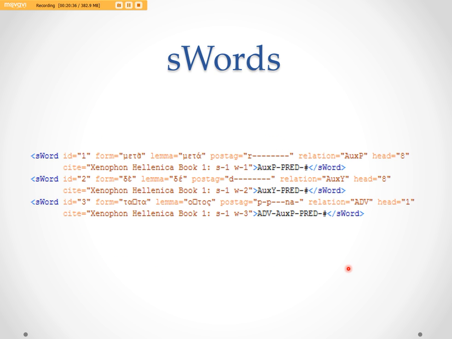Now let's look a little closer. It's a little fussy, so we'll eliminate a few. Notice that this is word number 1, meta, and it says it's an aux p, that is, here's the sword, the aux p, which is a preposition which depends on a predicate, which itself is the root of the sentence. Or the second word is aux y, which is a sentence adverbial, which depends upon the predicate, the root of the sentence. Or here, tauta is the adverbial after these things, sets the time, which is dependent on the preposition, which is dependent on the predicate root of the sentence.